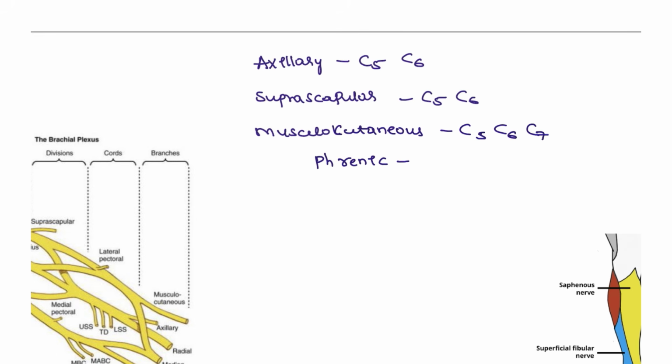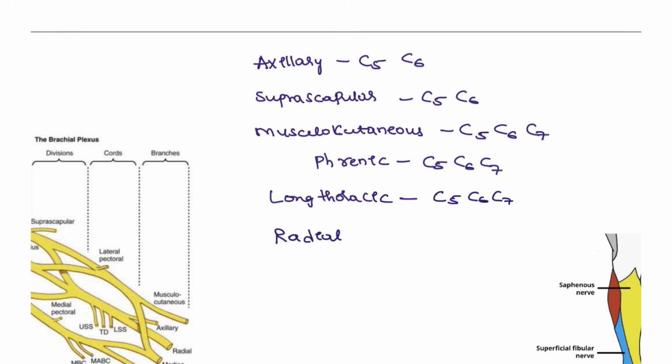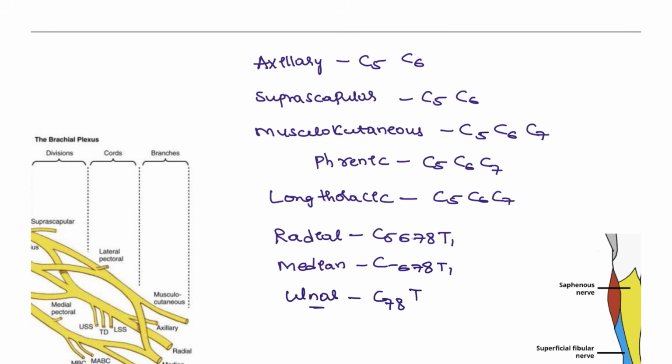Next, remember the phrenic nerve. Just now we discussed, this is also C5, C6, and C7. Next, long thoracic nerve, winging of the scapula, we discussed above. This also contains C5, C6, and C7. Next, radial. Radial contains C5, 6, 7, 8, and T1. Same as the median nerve also, it contains C5, 6, 7, 8, and T1. You have to remember this one. This is the ulnar. Ulnar contains C7, 8, and only T1.